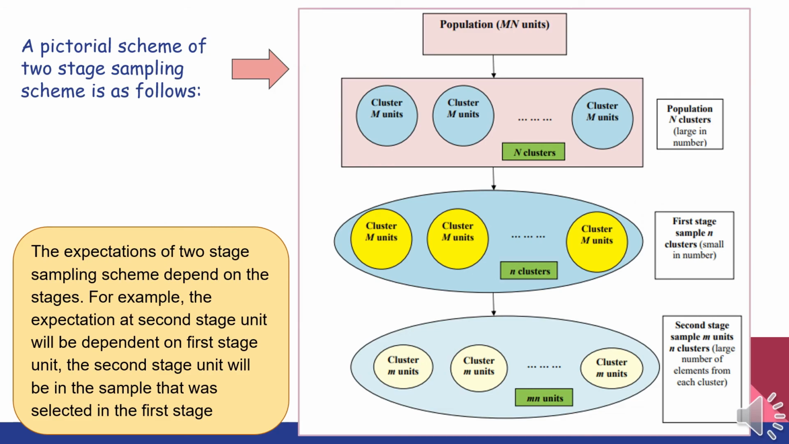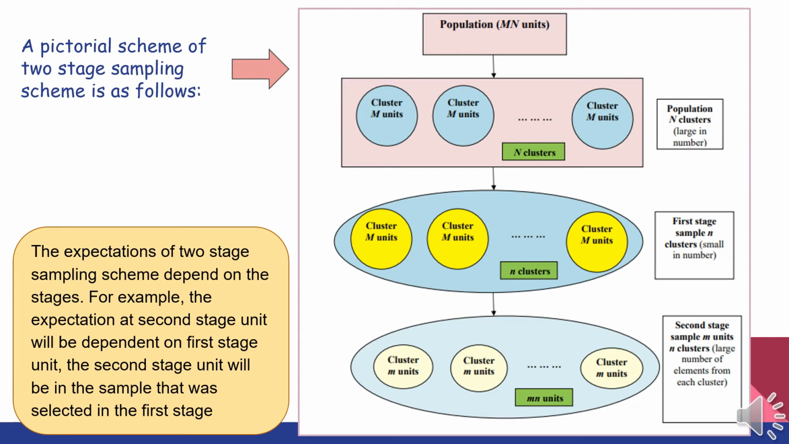This is an example. A pictorial scheme of a two-stage sampling scheme is as follows. First, population: MN units. Second, population: N clusters, large in number. Third, first stage sample: n clusters, small in number. Fourth, second stage sample: m units in each cluster, a large number of elements from each cluster.